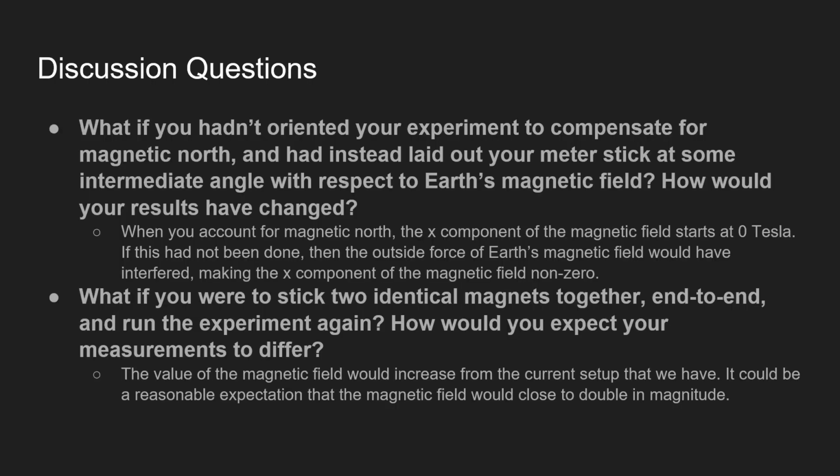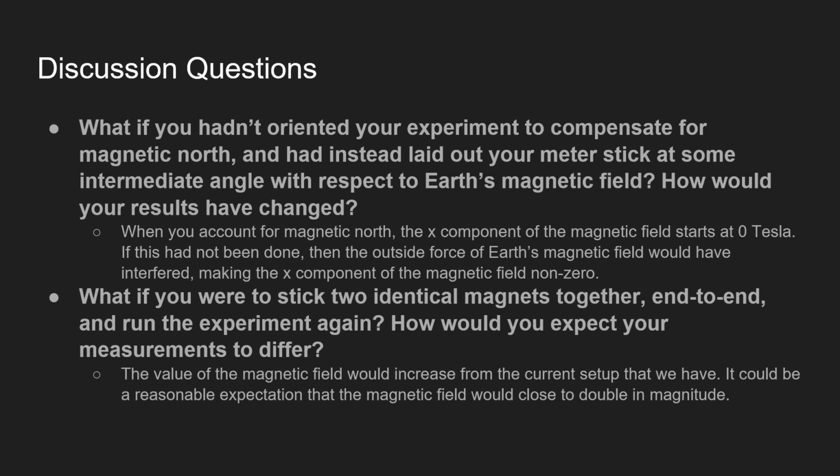So what if we hadn't oriented our experiment to compensate for the magnetic north and had instead laid out a meter stick at some intermediate angle with respect to Earth's magnetic field? When we accounted for magnetic north, the x component of the magnetic field started at 0 Tesla. If this had not been done, then the outside force of the Earth's magnetic field would have interfered, making the x component of the magnetic field non-zero.